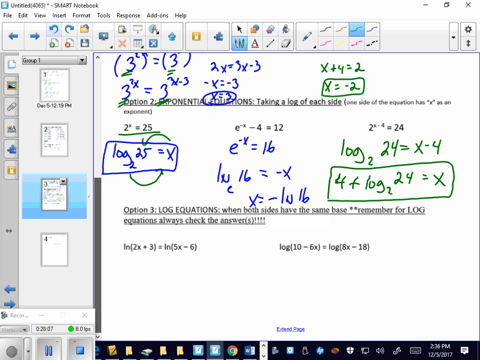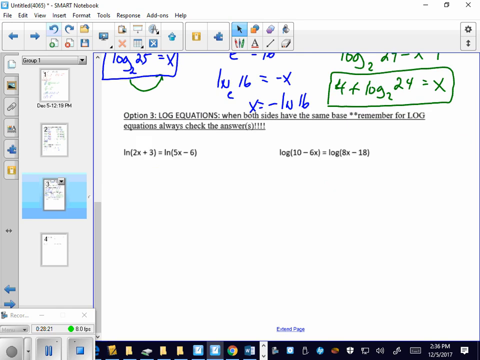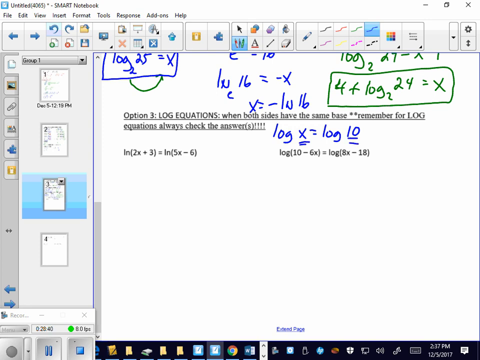What if instead we have log equations? Well, there's two ways to get out of these log equations. First of all, this is very similar to the exponential equations. If I have the log of x, and that equals the log of 10, hopefully you can see, because I've got the log of something equals the log of 10, this x has to be equivalent to 10. So the argument must be equivalent to the other argument. The same idea applies here.